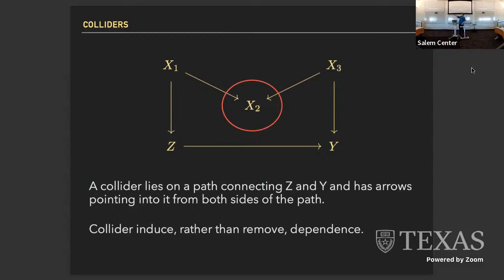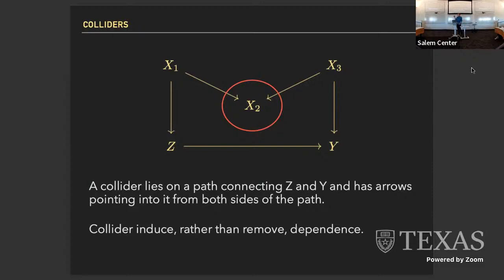So check it out. In this graph, there's no arrows pointing into x1, there's no arrows pointing into x3. They're unrelated, so x1 and x3 are independent of each other. Likewise, this does not have an effect on y, right? Causally, there's no relationship between x1 and y, and there's no causal relationship between x3 and z.